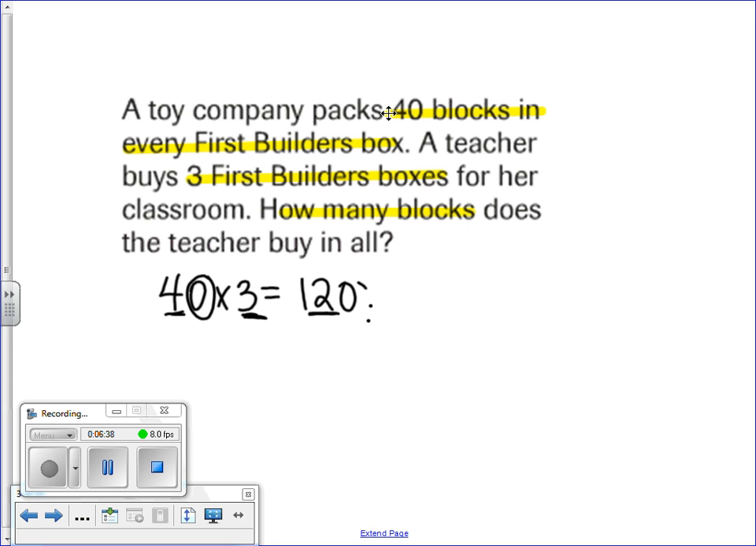Who can tell me what unit belongs after, or what label belongs after the product? 120 what? A lot of you are leaving these out on your homework. 120 what? When you can label the number properly, it means you really understand what the problem was asking. Christina? 120 blocks. 120 blocks is the correct way to write it. Nice job.